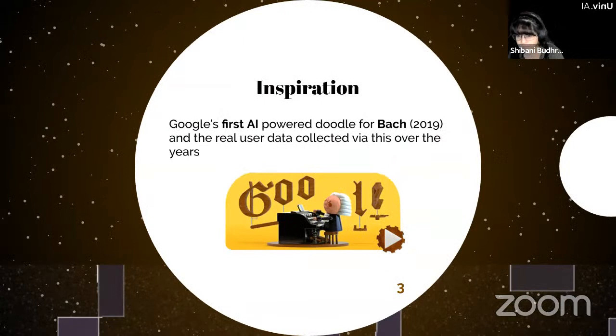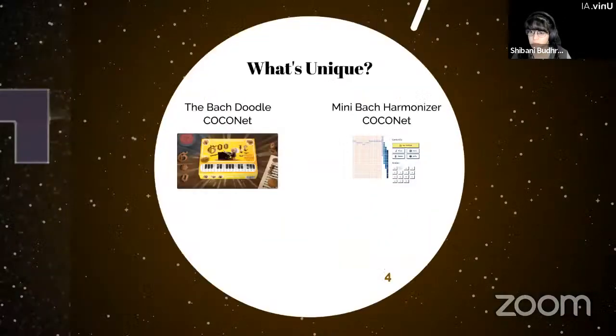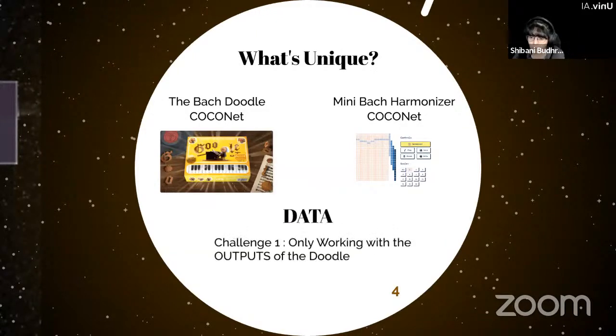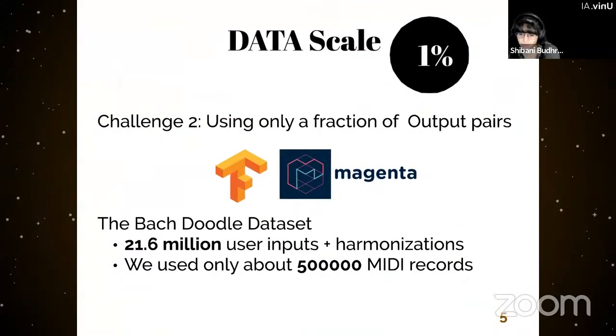As mentioned, Google's first AI-powered doodle from 2019 is our inspiration, and it's been collecting user data all this while, with due consent, of course. Let's get into the how. Both the doodle and our project use CocoNet as the base model, which is the machine learning model we've recreated. So what's different? The first thing is we're only working with the outputs of the doodle that was originally trained on complex symphonies composed by Bach himself. The second challenge that we made ourselves face quite intentionally was that we chose only about 1% of the data to work with. We saw a lot of repetition, then we wondered, could we use only a fraction of the data and recreate the Bach magic?